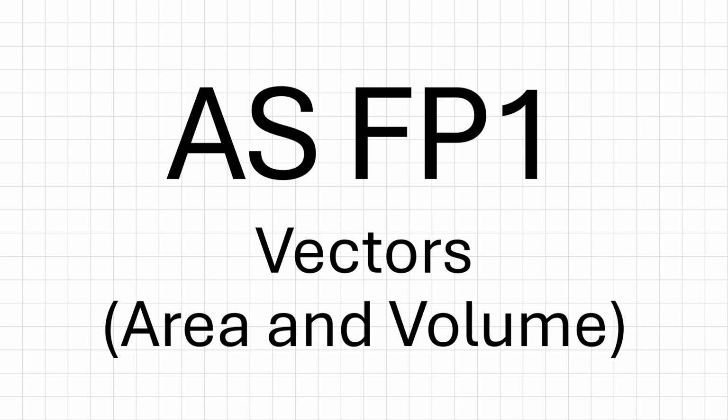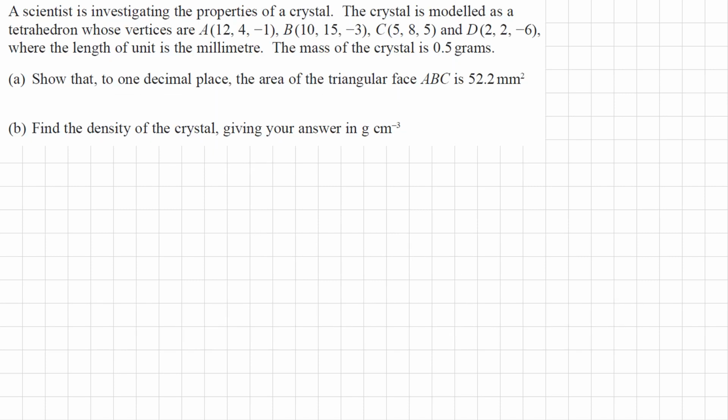This is an AS FP1 question on vectors, and it's using vectors to find area and volume. A scientist is investigating the properties of a crystal. The crystal is modelled as a tetrahedron whose vertices are A (12, 4, -1), B (10, 15, -3), C (5, 8, 5), and D (2, 2, -6), where the length of unit is the millimeter. The mass of the crystal is 0.5 grams.